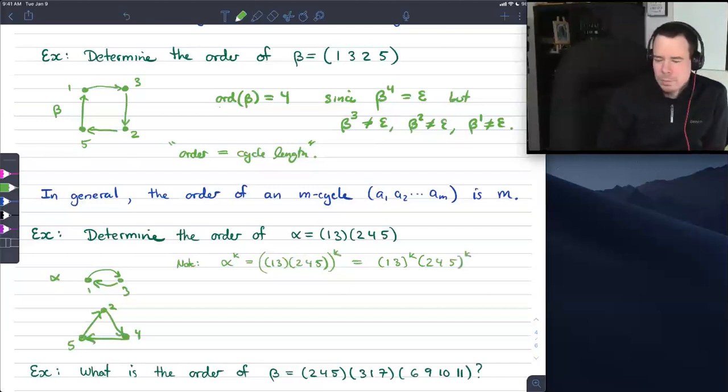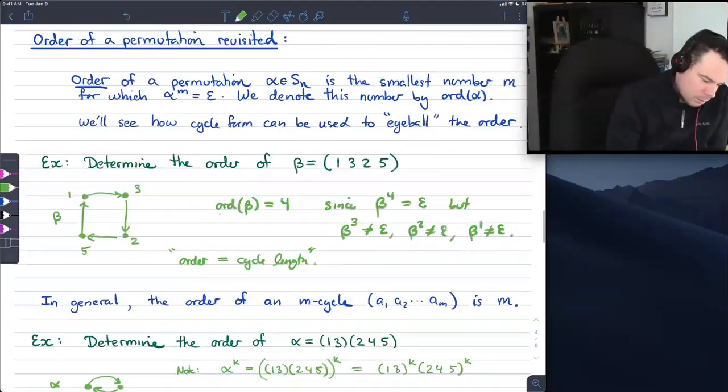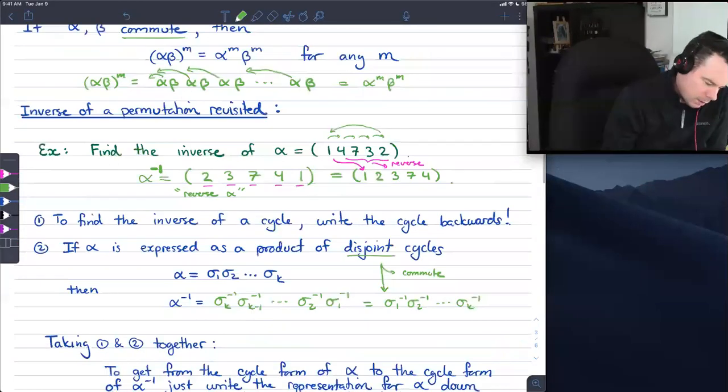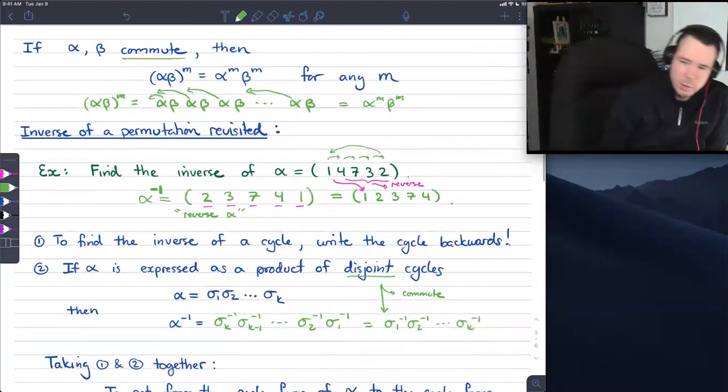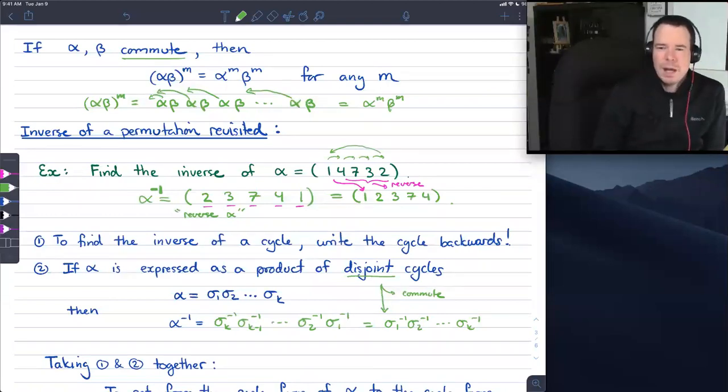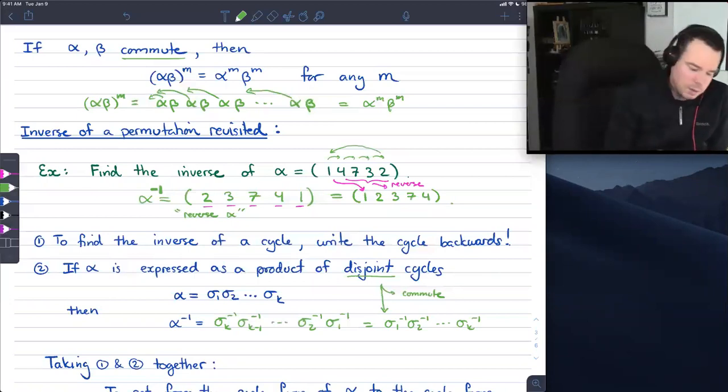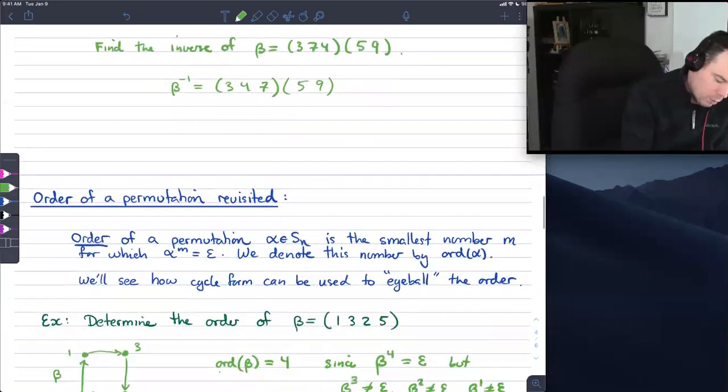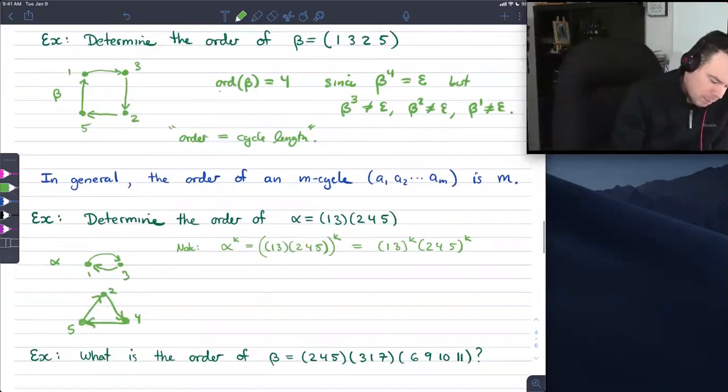Okay? So alpha to the power k is just the 2 cycle raised to the power k, and the 3 cycle raised to the power k. Now, I'm going to scroll back and try to find the spot where we actually, there it is. I'll make it to the top. So right up at the top of the page, if alpha beta commute, then raising the product to a power of m is equivalent to just powering up each piece, alpha to the m times beta to the m. And that's all we're using here. Disjoint cycles commute. Doesn't matter which order I multiply them in, so I can do the powers on each one individually. So that's our key step.